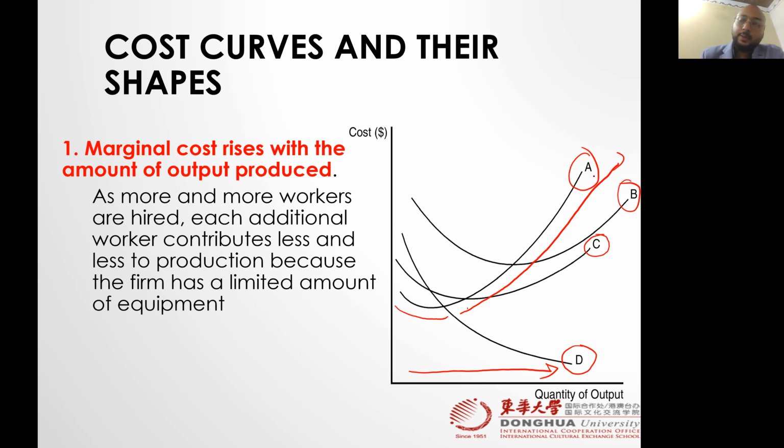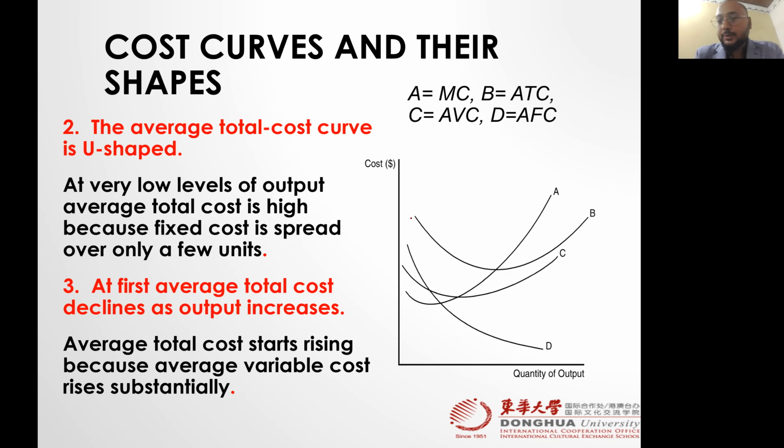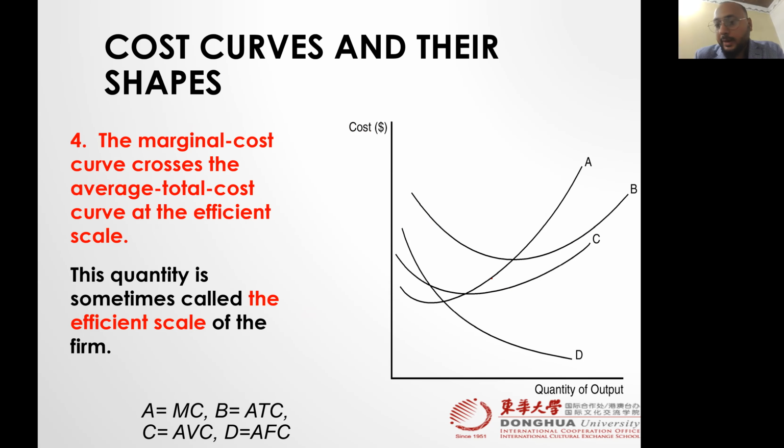All right. And then the average total cost is U-shaped. So you see average total cost, B, is like a U-shape. At first, average total cost declines. With the increase in output, average total cost declines. And after some point, when the marginal cost crosses the average total cost at its minimum, after that, average total cost is rising.